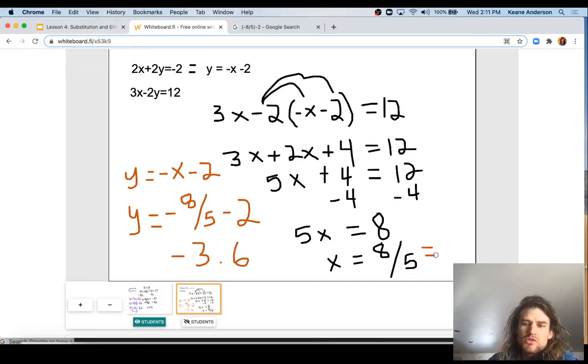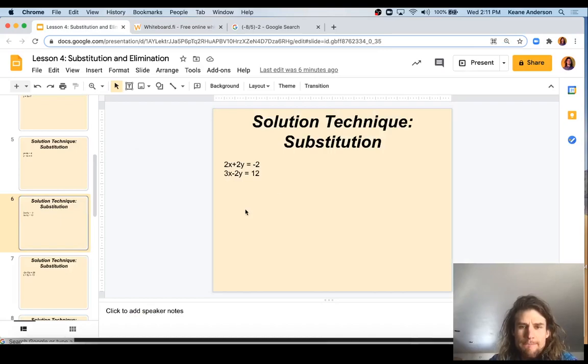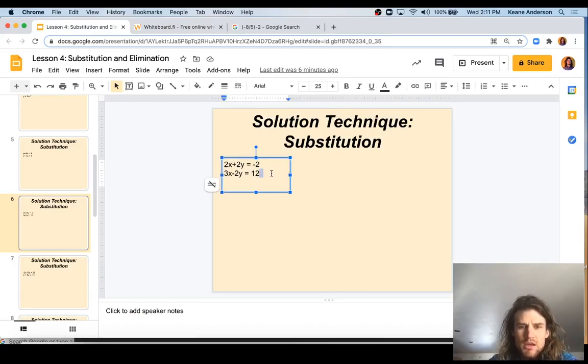All right, so we can go ahead and write in our solution. x also equals 1.6 if we were to write that out as a decimal. So, okay, we'll do decimals. Equals 1.6 and negative 3.6. Let's put our answer in. Solution: x equals 1.6, y equals negative 3.6.